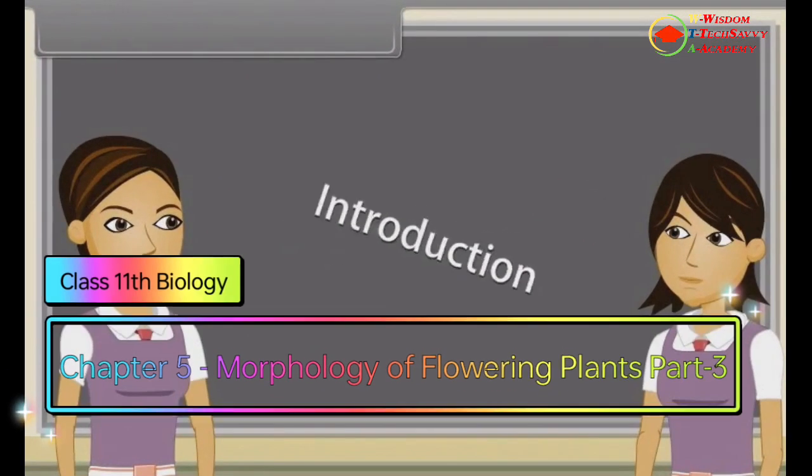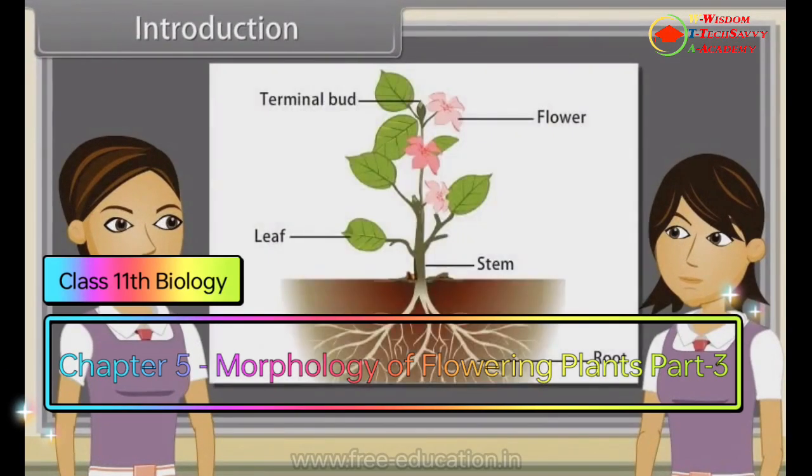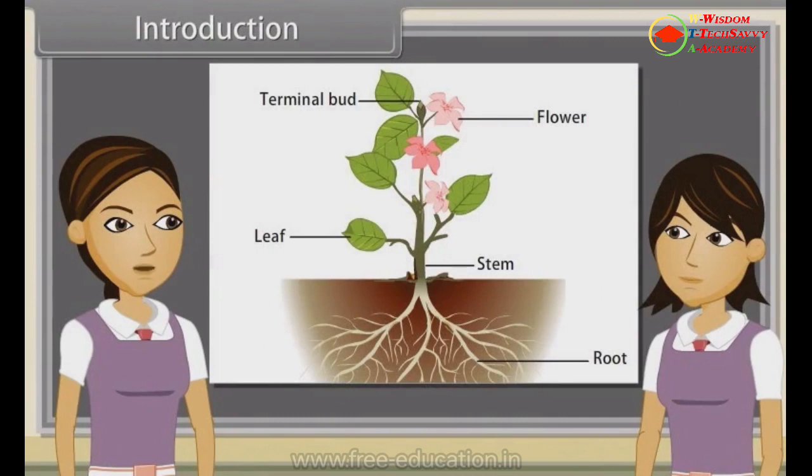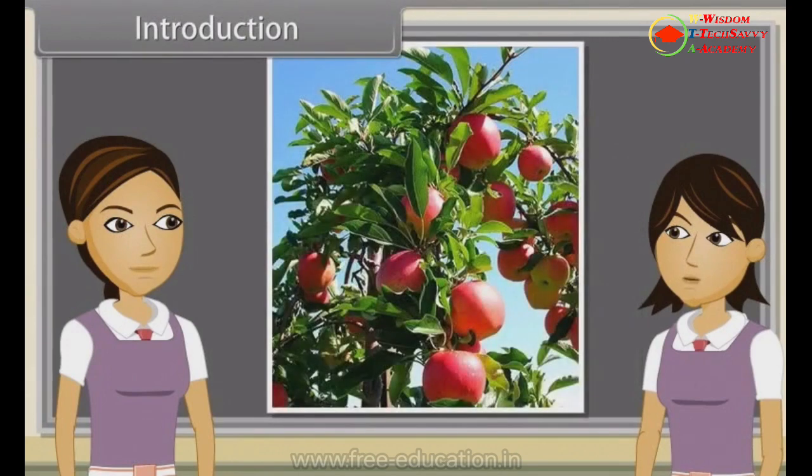Introduction. When we observe a plant, we see that every plant has roots, stem, and leaves. Plants also have flowers and fruits. We have already discussed characteristics, types, modifications, and functions of roots and stems. Now we will study leaf.